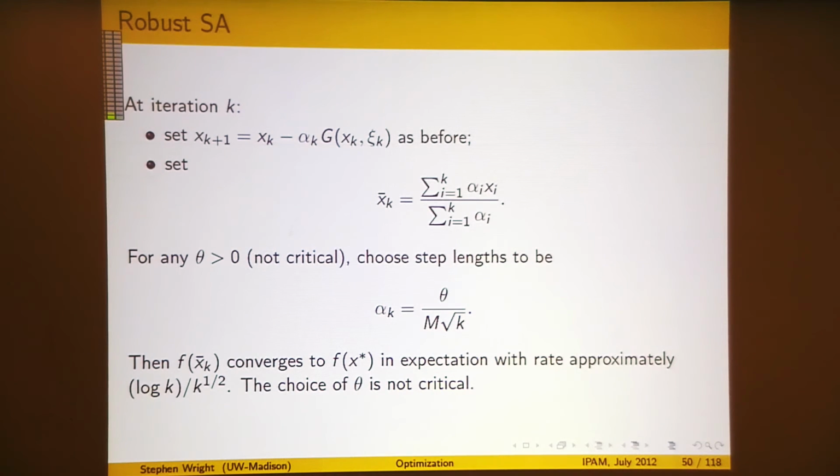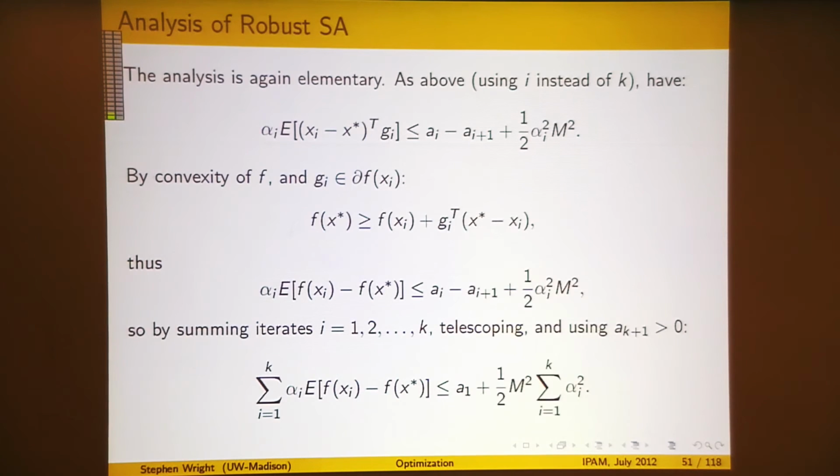And what we're going to show is that the function values of this averaged xk iterate converge to the optimal function value in expectation at a rate of approximately 1 over square root of k. There's a log term here, but log terms don't really matter, okay? It's basically 1 over square root of k. So we can prove that. Now, instead of taking one slide, this sort of takes 2.5 slides, but it's still very elementary, so I thought I'd show it to you anyway.